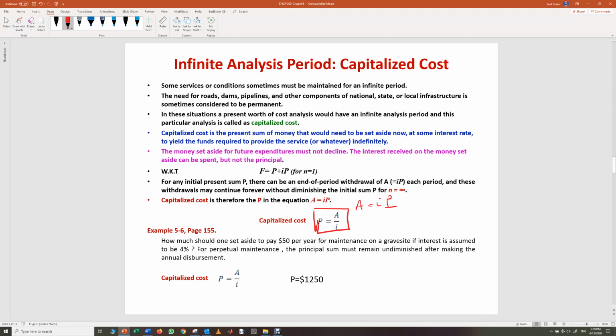So how much do I have to put in the bank to get $50 every year as interest? Here the capitalized cost P is A over I. A is $50, I would like to get $50 every year, and I is 4%. So I have to put in the bank $1,250, and the interest will be $50 every year that I take at the end of every year. So the amount will be the same every year: it will be $1,250, and I get $50 every year as interest.